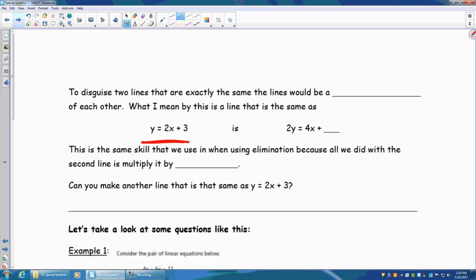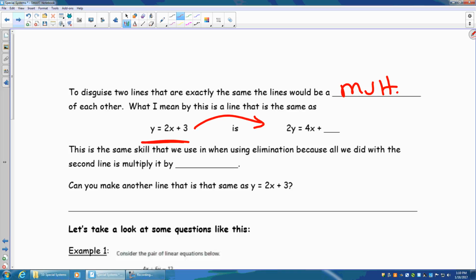To disguise the two lines that are exactly the same, the lines will typically be a multiple of each other. What I mean by this is that a line that's the same as y is equal to 2x plus 3 is, well, what do you think I multiplied each one of those things by?